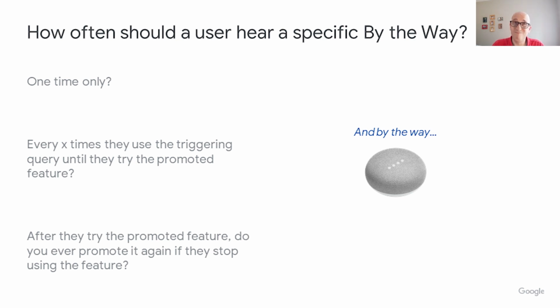Or do you want to do it once a month until they actually try it and then you stop? What about after they try it? Maybe they try it and then they don't use it again for months. Do you mention it again? These are important questions you need to ask yourself before you put a by the way phrase in there.